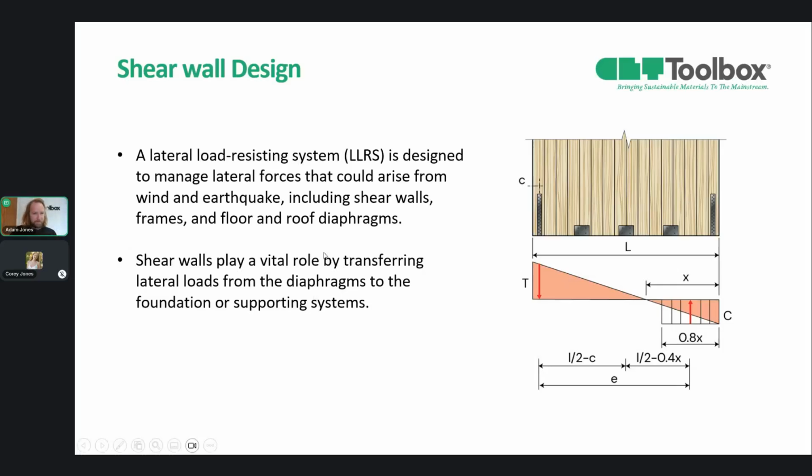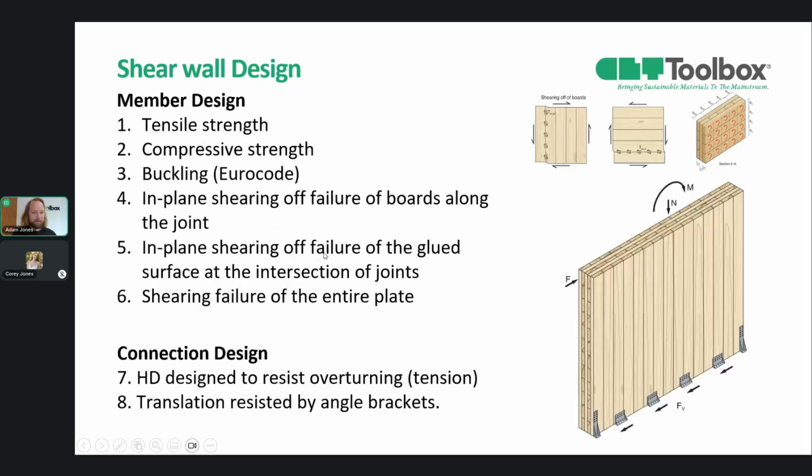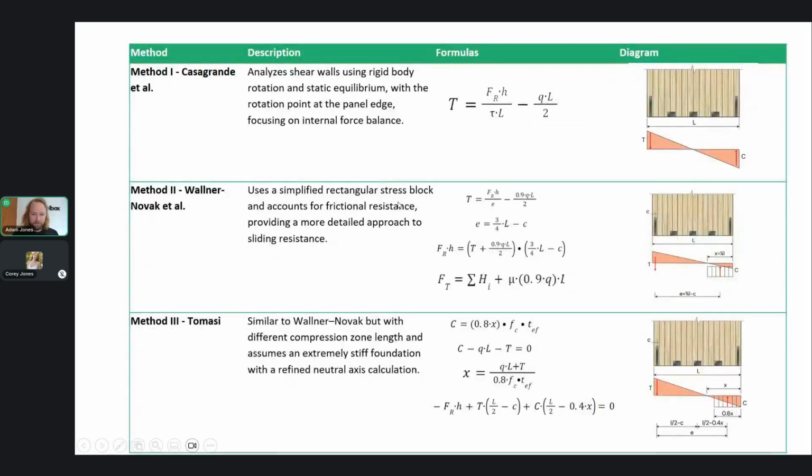So when it comes to shear wall design, there is a bunch of different checks. You've got the panel itself, the tensile strength, particularly around the area of the tension zone with an assumption around that. You've got your compressive strength. Buckling check is in Eurocode. You've got 3 failure mechanisms for shear, so that's 4, 5, and 6. Then you've got your connection design, so your hold downs, and then your angle bracket design as well. All of these can be done in CLT Toolbox right now, which I'll take you through.